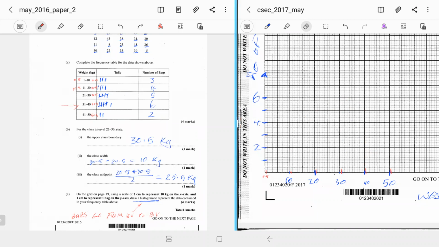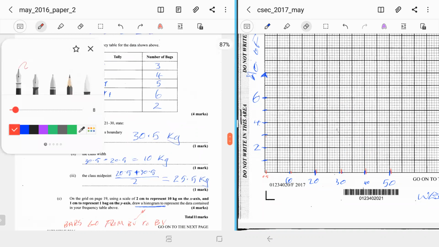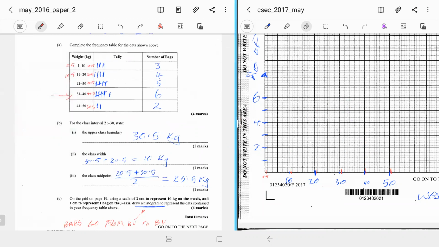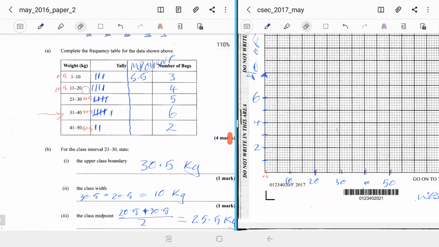The first thing to know, a frequency polygon would go from the midpoints. You're plotting points, so you would need the midpoints. I'm using the midpoint to represent the class. So the midpoint for the first class should be 5.5. And then, because these values are going up by 10, the upper boundary values and the lower limit values, everything going up by 10, the class width is 10, and the midpoint values also will go up by 10.